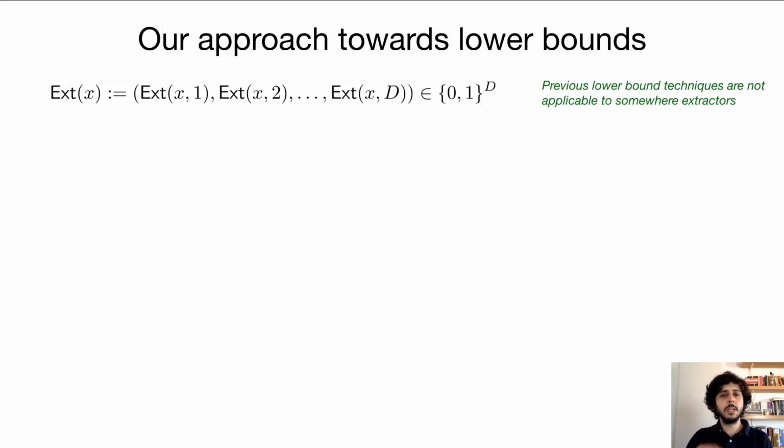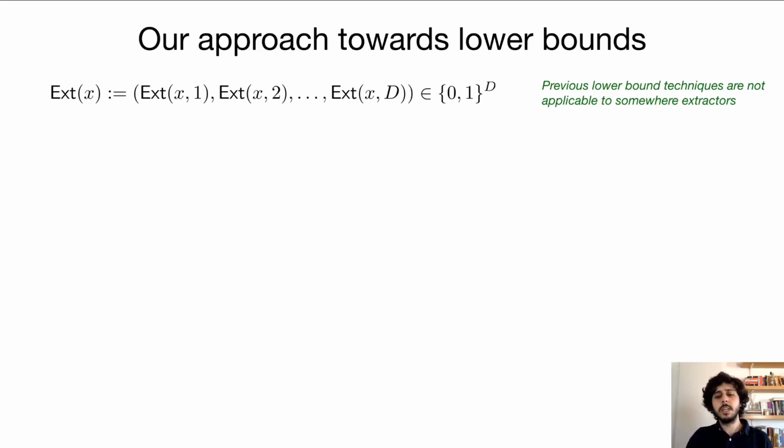So first, we must set some notation. For a given extractor, we're going to define its output on some input x to be just a concatenation of all its outputs for every fixing of the seed. So the output will be a d-bit string, because we're focusing on the setting where the extractor only outputs 1 bit for every fixing of the seed.